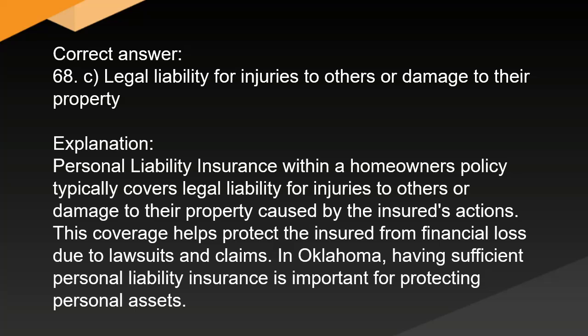Correct answer. C. Legal liability for injuries to others or damage to their property. Explanation. Personal liability insurance within a homeowner's policy typically covers legal liability for injuries to others or damage to their property caused by the insured's actions. This coverage helps protect the insured from financial loss due to lawsuits and claims. In Oklahoma, having sufficient personal liability insurance is important for protecting personal assets.